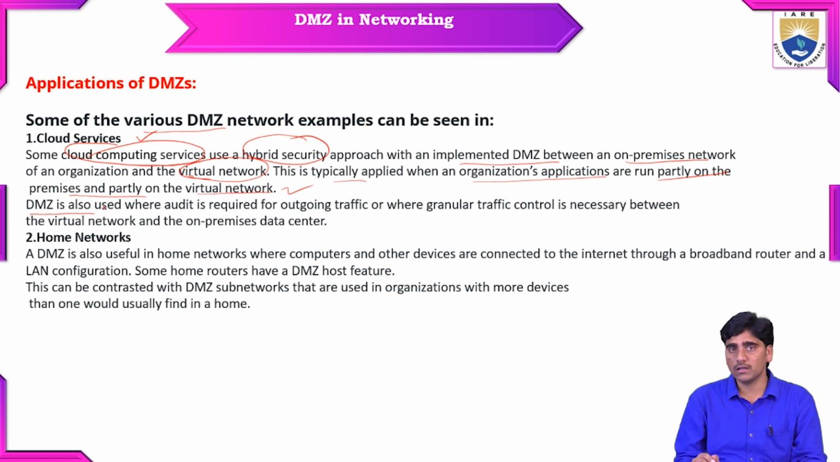And the demilitarized zone is also used where audit is required for outgoing traffic, or where granular traffic control is necessary between the virtual network and the on-premises data center. So for that type of application, we are using this demilitarized zone. And the second one is home networks. The demilitarized zone is also helpful in home networks where computers and other devices are connected to the internet through a broadband router and a LAN configuration.